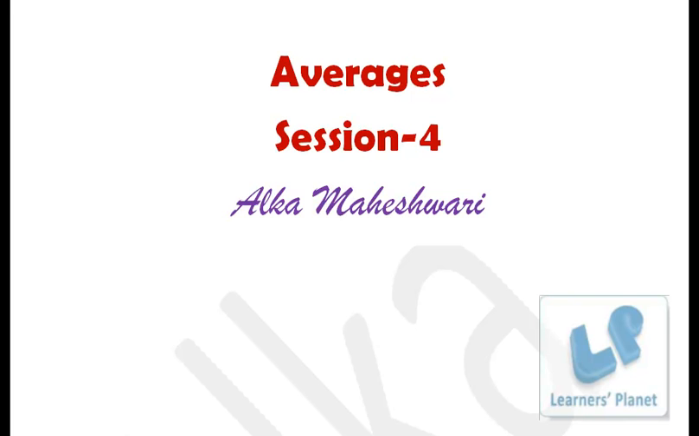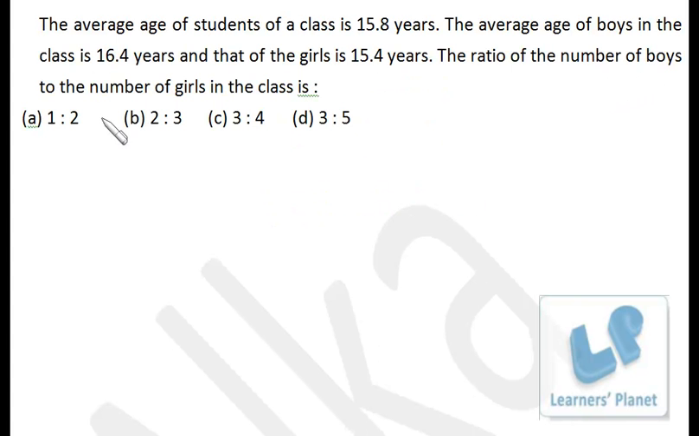Let's begin. Now this problem: the average age of students of a class is 15.8 years. The average age of boys in the class is 16.4 years and that of girls is 15.4. The ratio of the number of boys to the number of girls? Now this problem can be solved easily by the alligation method, right? You might have attended the alligation and mixture session.